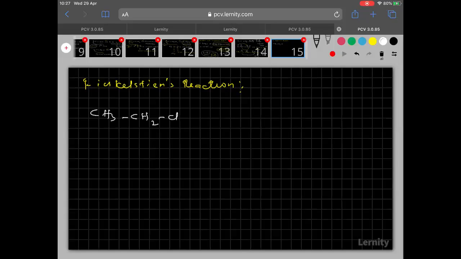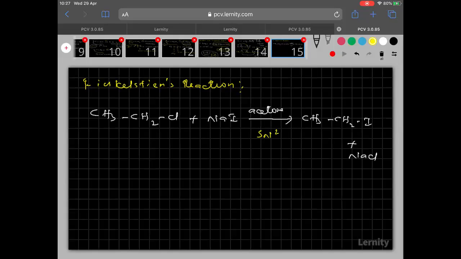So CH3CH2Cl when treated with NaI, sodium iodide. And here the reaction takes place in presence of what? Acetone. Then halogen will exchange: CH3CH2I plus NaCl. Remember everyone, Finkelstein reaction always follows the SN2 mechanism.